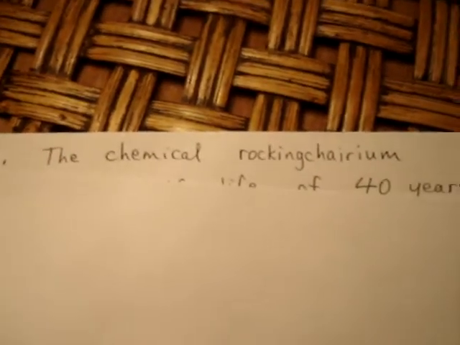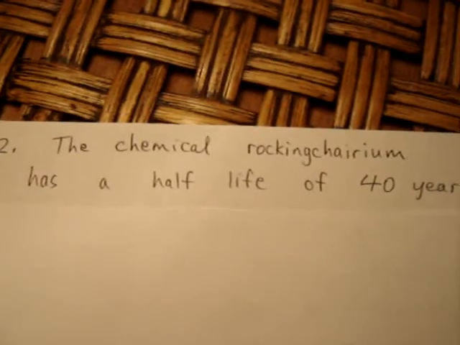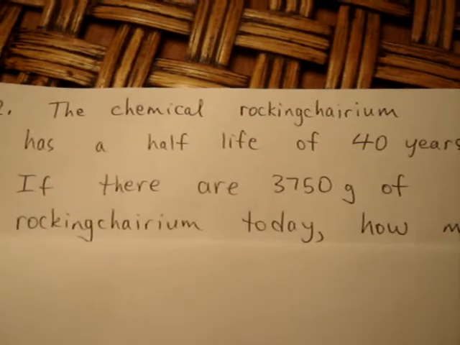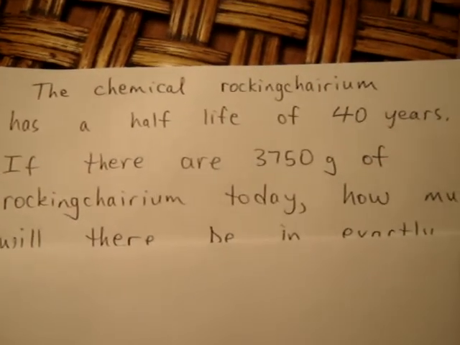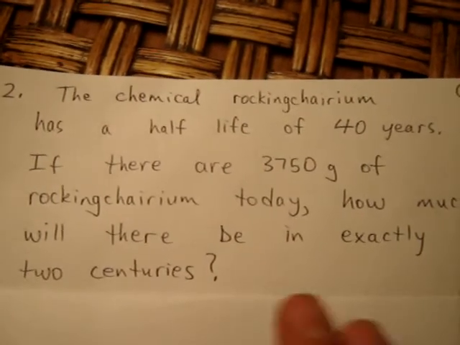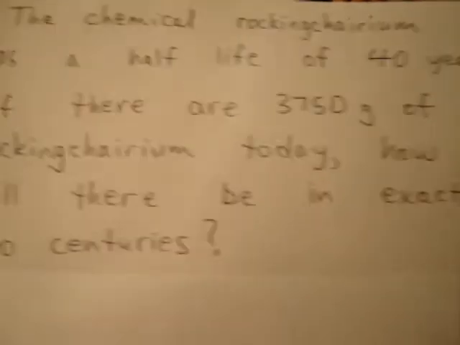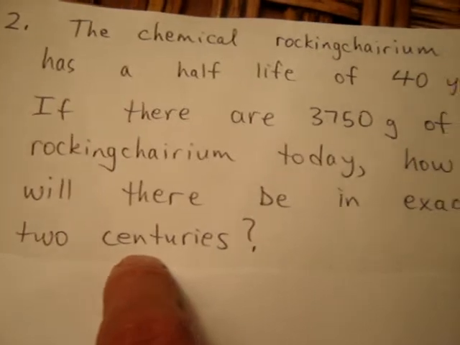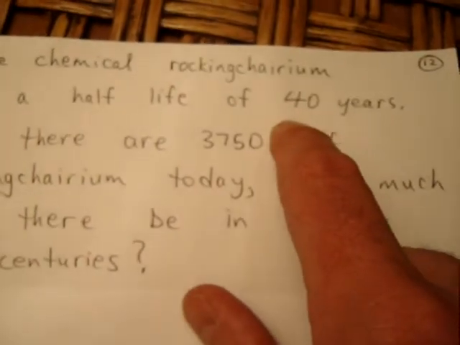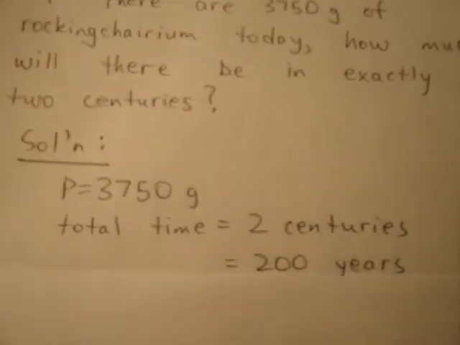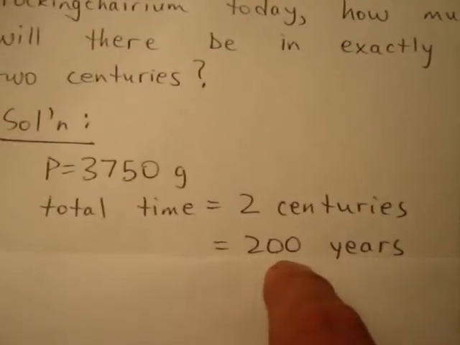For our next question, imagine that the chemical rockingcharium has a half-life of 40 years. Imagine further that there are 3,750 grams of rockingcharium today, and we would like to know how much there will be in exactly 2 centuries. Well, our first job is to determine how much 2 centuries is in terms of years, because our half-life is given in terms of years. So our total time is 2 centuries, which is 200 years.